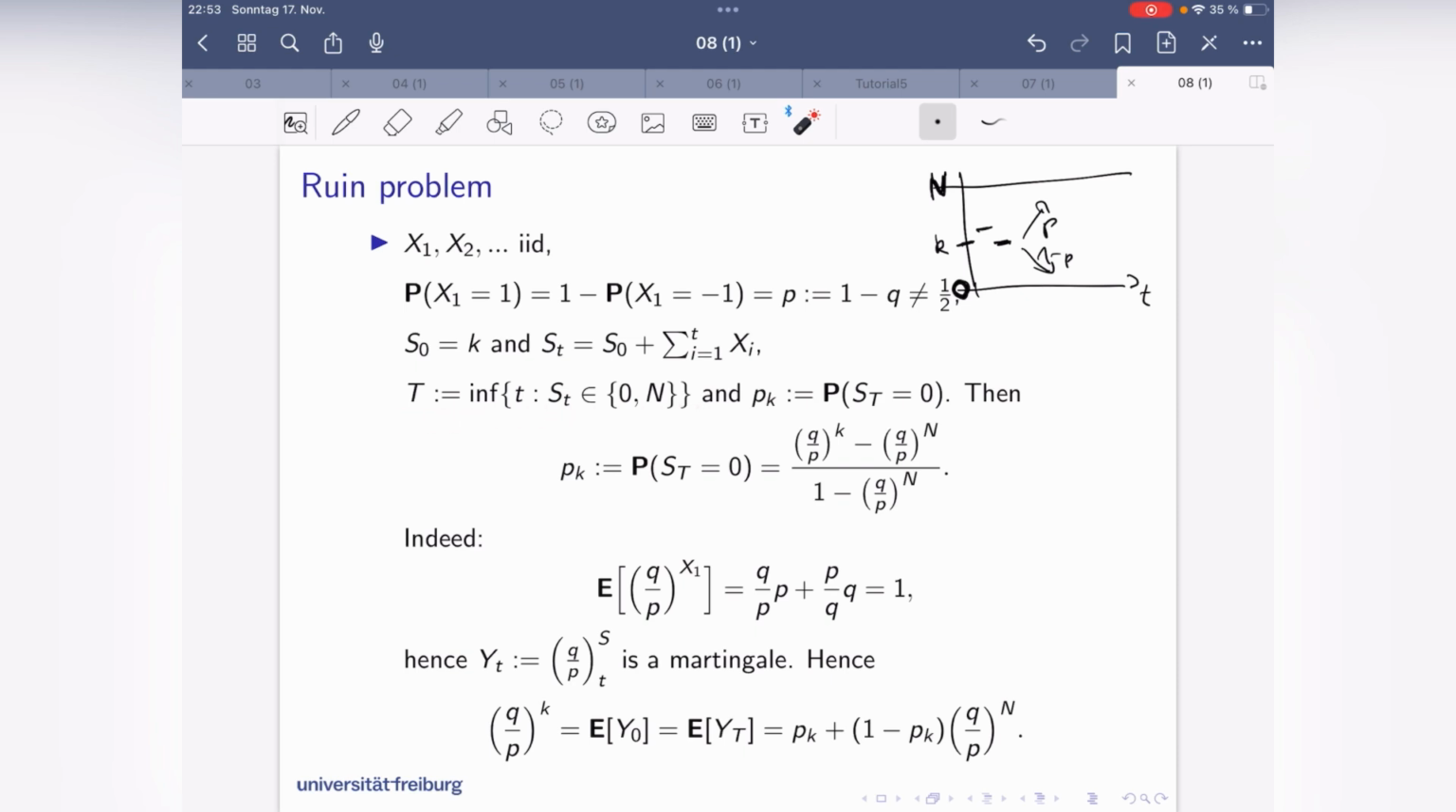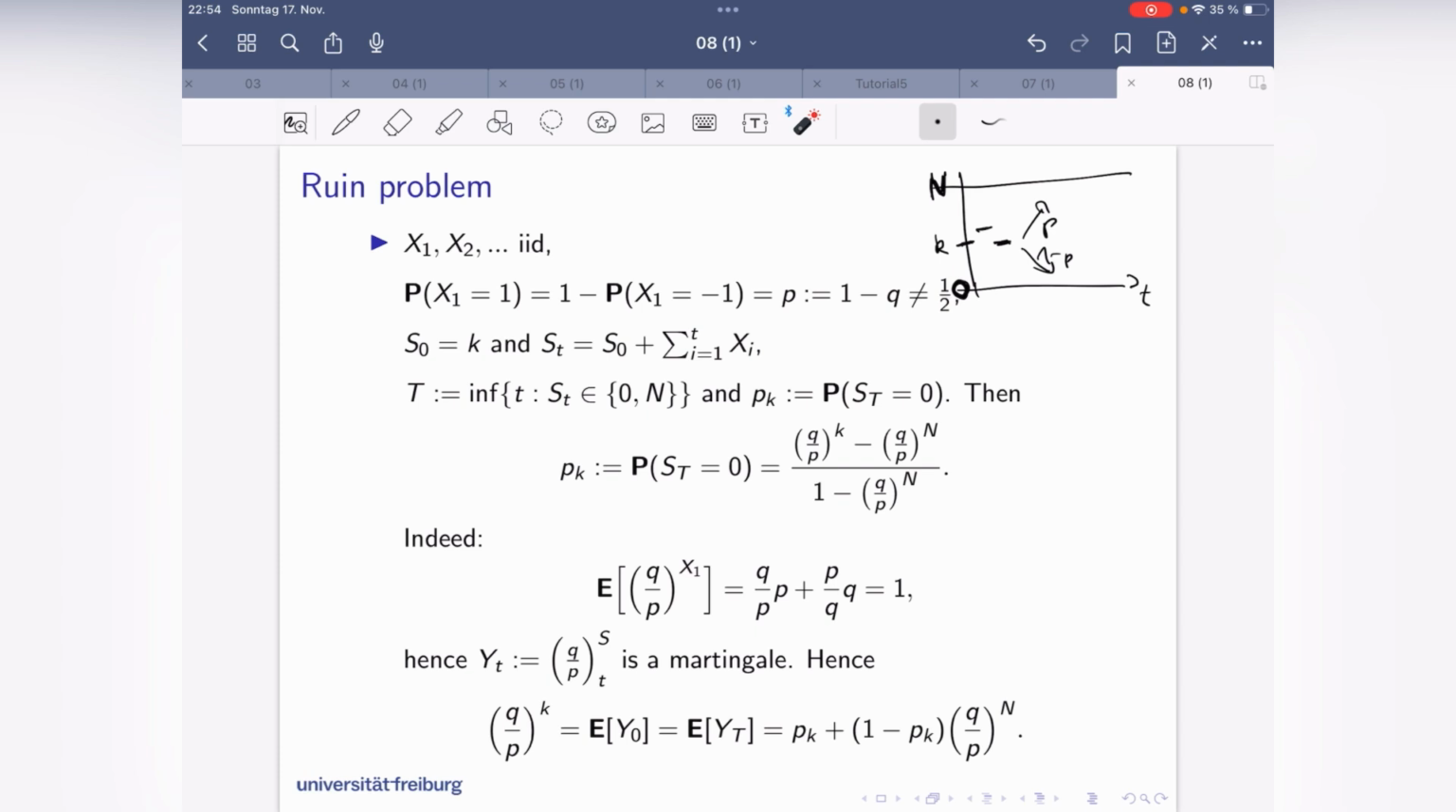T is the time when you are either rich or bankrupt. And p_k is the probability that you will eventually be bankrupt. Then I can compute p_k, the probability to go bankrupt, depending on p. And that's the formula here. And the reason is that this thing here, the expectation of q over p to the power of X_1, let's compute this. So that's q over p if X_1 equals 1.